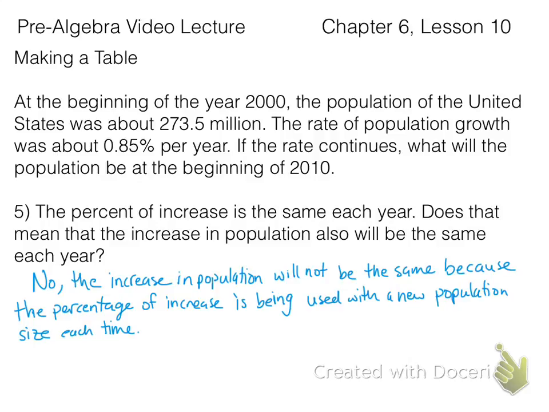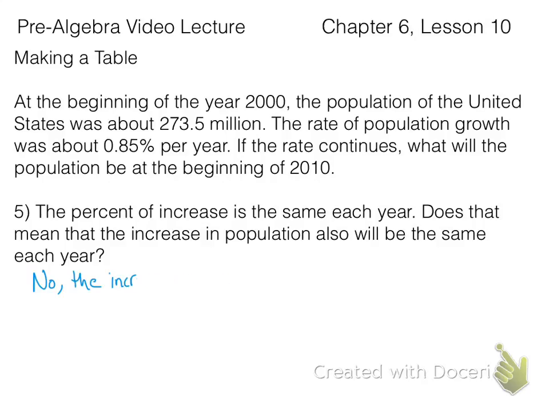Oh, sorry, I skipped ahead. Well, that's the answer to the question I haven't asked yet. All right, so the percent of increase is the same each year. Does that mean that the increase in population will also be the same each year? And the answer is no. Just because we're taking 0.85% every year doesn't mean that the previous year hasn't gained more in population than the year before. So because we're taking 0.85% of a different number each year, that means that the increase in population will also not be the same.